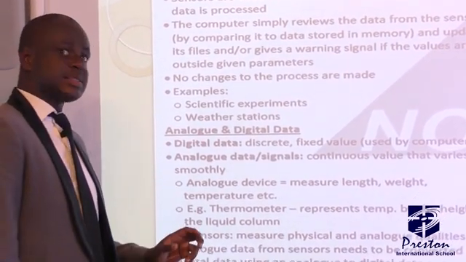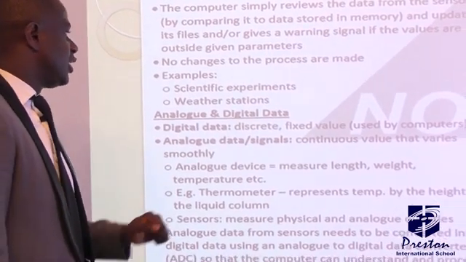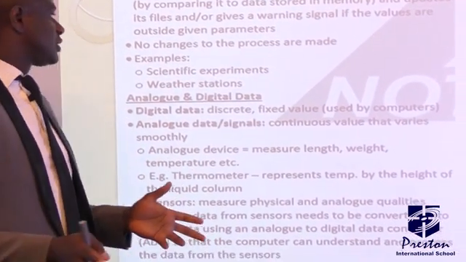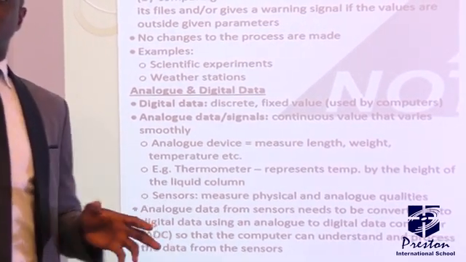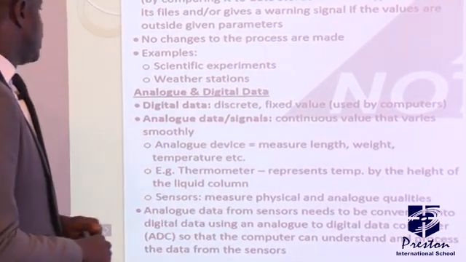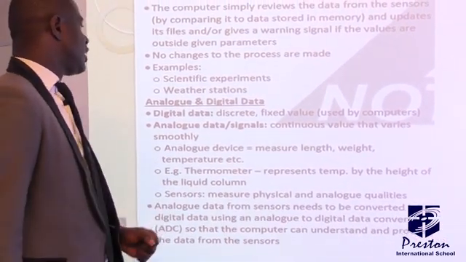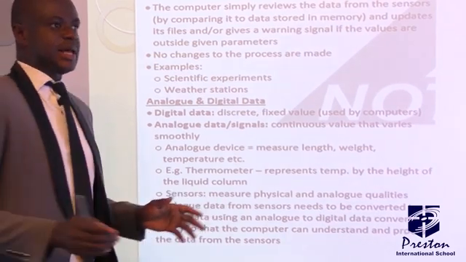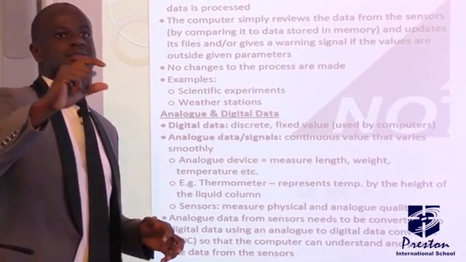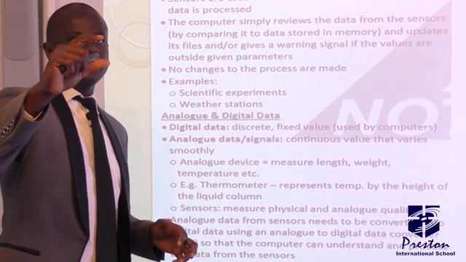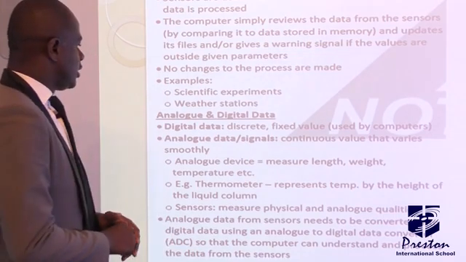Now we're going to look at analog and digital data. What is digital data? Digital data is a discrete, fixed value used by computers. So when you hear discrete data, we're talking about fixed values. Whereas analog data signals are continuous values that vary smoothly. For instance, temperature varies smoothly. Temperature is not constant. It moves up and down, up and down.